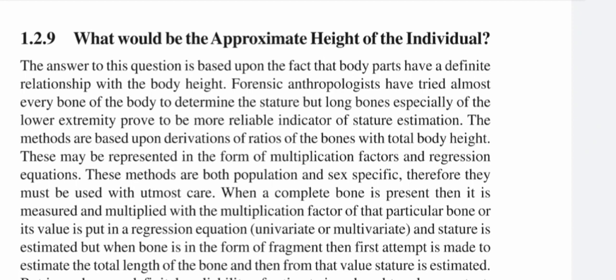The answer to this question is based upon the fact that body parts have a definite relationship with the body height. Forensic anthropologists have tried almost every bone of the body to determine the stature, but long bones, especially of the lower extremity, prove to be more reliable indicators of stature estimation. The methods are based upon derivations of ratios of the bones with total body height. These may be represented in the form of multiplication factors and regression equations.